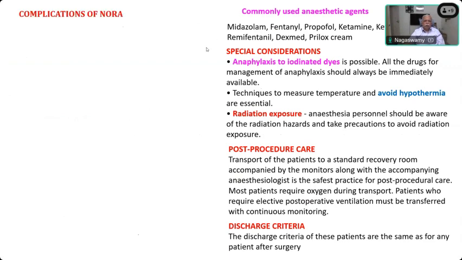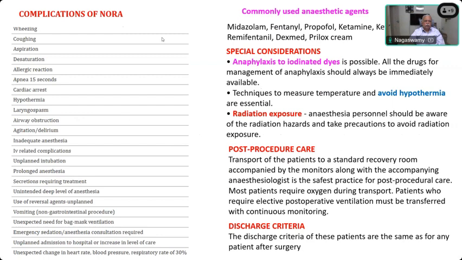Now, what are the common complications that NORA can produce? There are a host of complications starting from wheezing, coughing, aspiration, desaturation, allergic reaction, apnea, cardiac arrest, hypothermia, laryngospasm. So, airway related, cardiovascular related, procedure related, prolongation of anesthesia, secretions, unintended deep level of anesthesia, use of reversal agents which may be unplanned, vomiting, nausea, emergencies. All these things are the complications that are there.